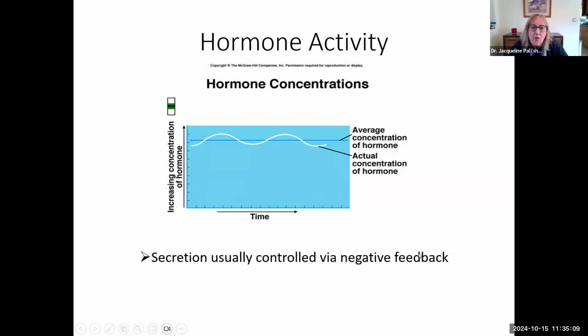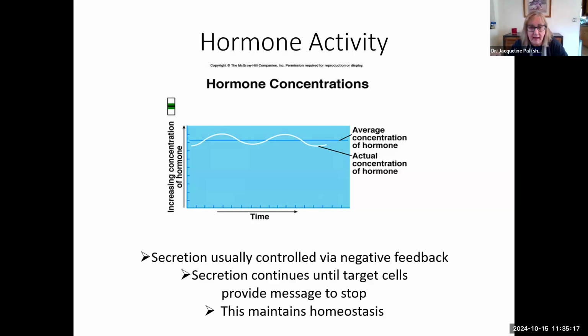Okay. So this secretion is usually controlled by negative feedback. So assume it's negative feedback unless I'm telling you it is positive feedback. And that means the secretion is going to continue until they get the message to stop, which is that it has reached its set point. And this is how we're going to maintain homeostasis.